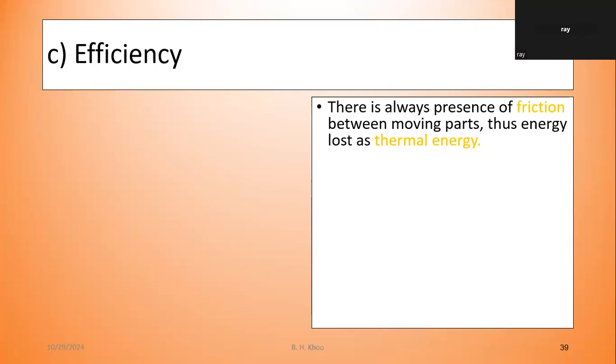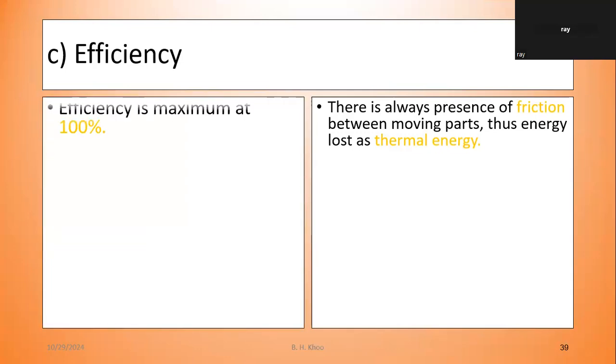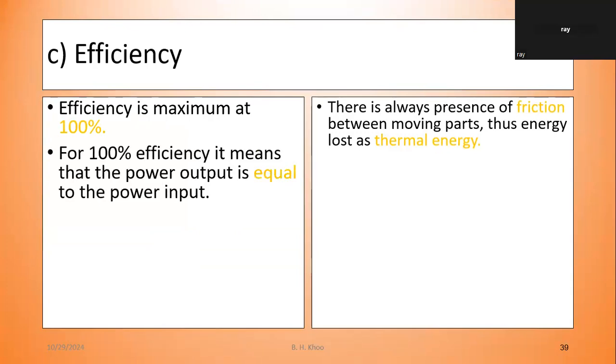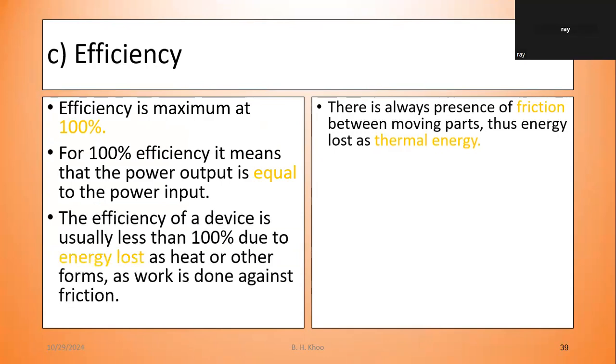For efficiency, as I say, it will never be 100% because there's always presence of friction between moving parts. Thus, energy is lost as thermal energy. Right? Maximum we can go is 100% or 1. For 100% efficiency, it means that the power output is equal to the power input. Efficiency of the device is usually less than 100% due to energy loss as heat or other forms of energy.